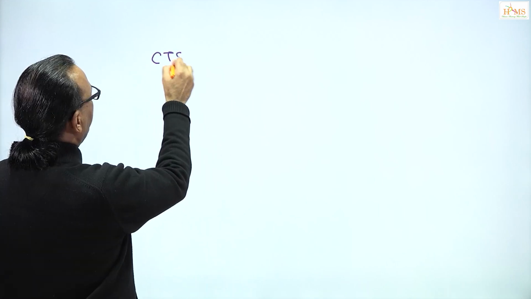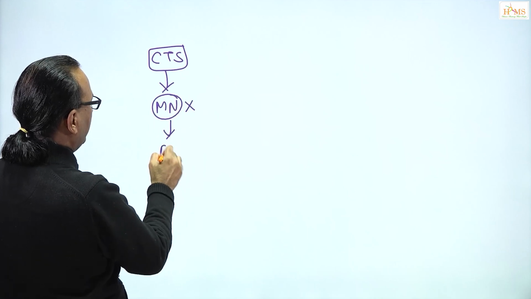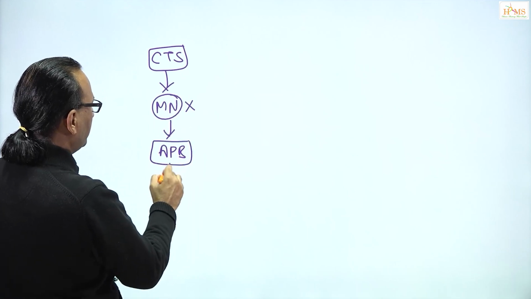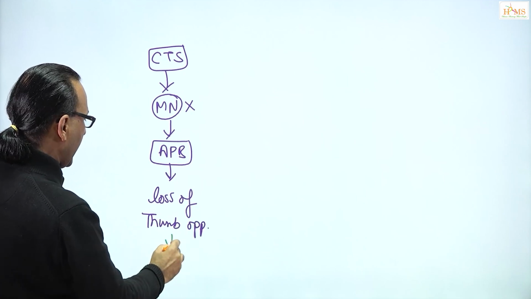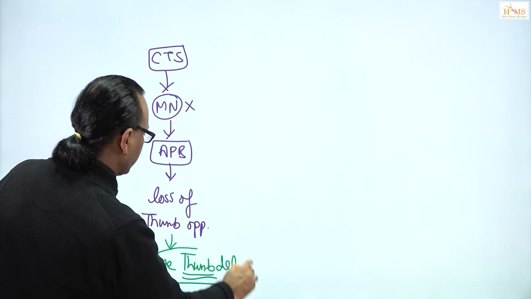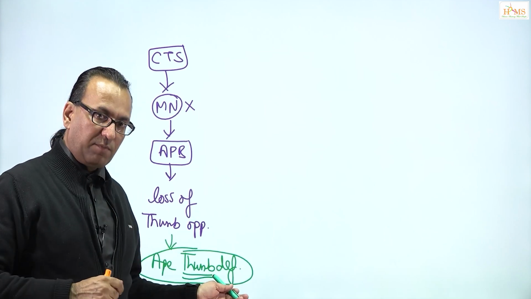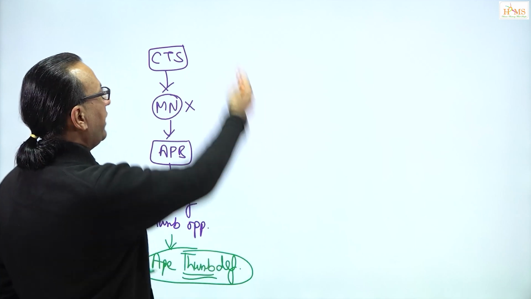Carpal tunnel syndrome leads to injury of the median nerve and paralysis of the abductor pollicis brevis, leading to loss of thumb apposition, and that is what we are calling the ape thumb deformity. And then we are mentioning this patient can still do a few other movements of the thumb like abduction, adduction, flexion, extension, and how, that is what we'll write in the table.